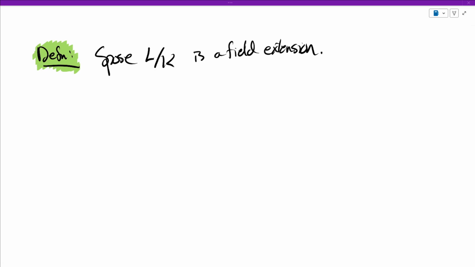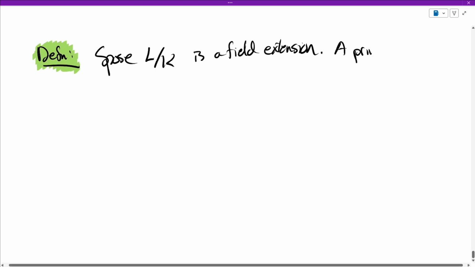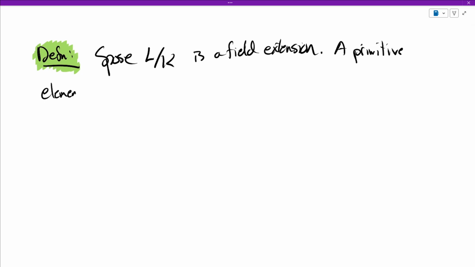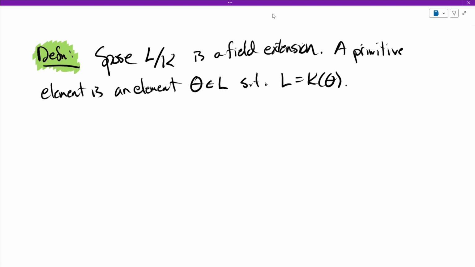Suppose you have a field extension. A primitive element is an element theta in L such that L is K adjoin theta. And that's it. So for primitive elements to exist, the extension must be simple, and showing the existence of a primitive element is proving that the extension is simple.